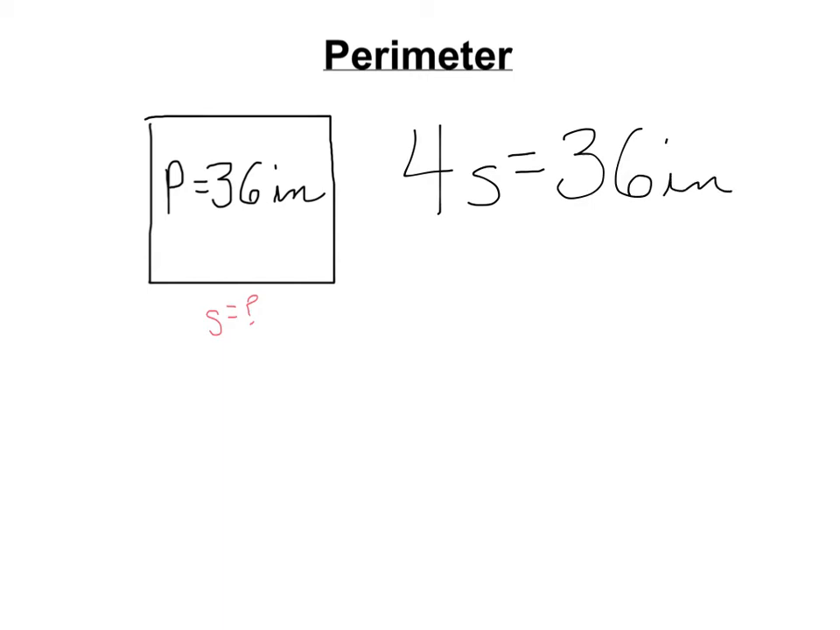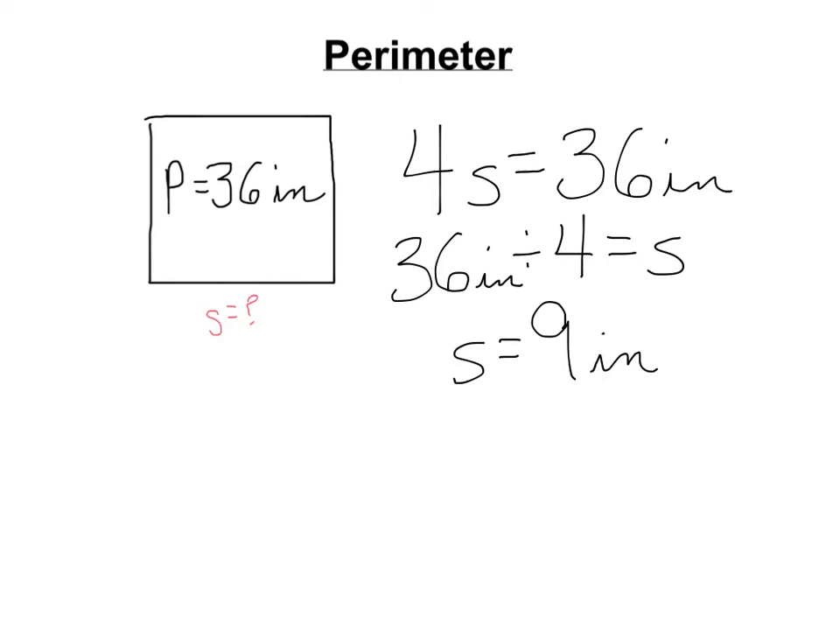If I use the fact family method and think through this fact family, I know that s times 4 would equal 36. I know that 36 divided by s would equal 4, but most importantly, I know that 36 divided by 4 would equal s. If I do what this says, 36 divided by 4 gives me 9 inches. Each side must be 9 inches.